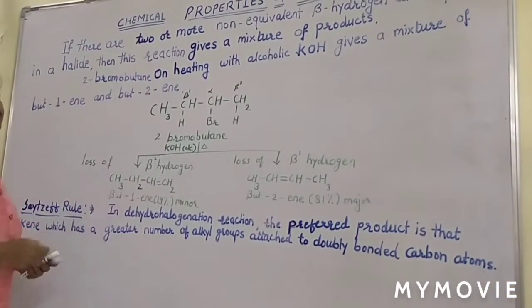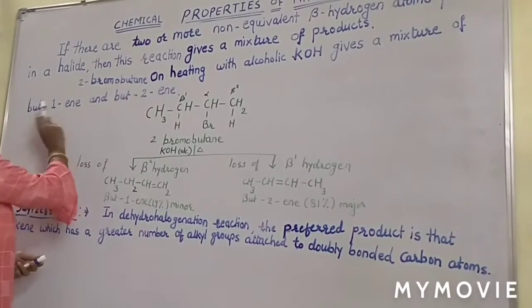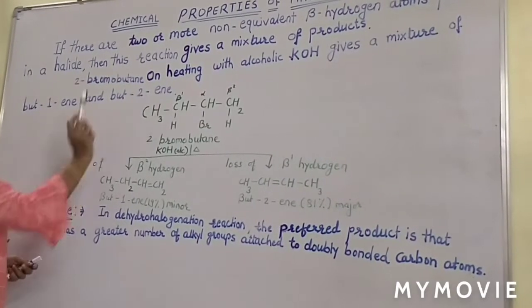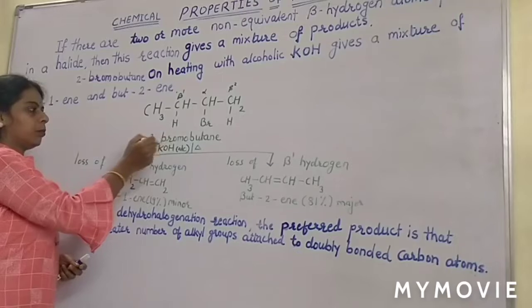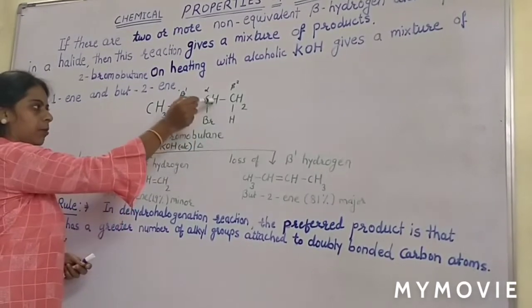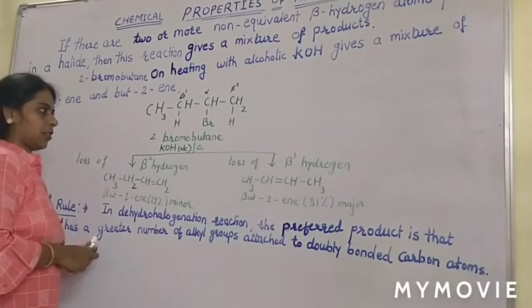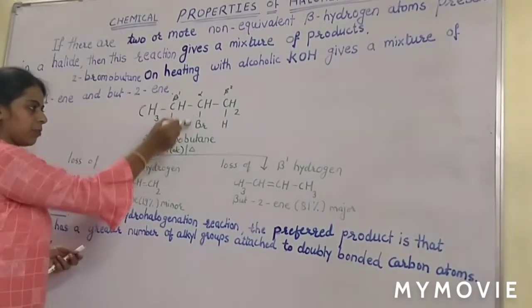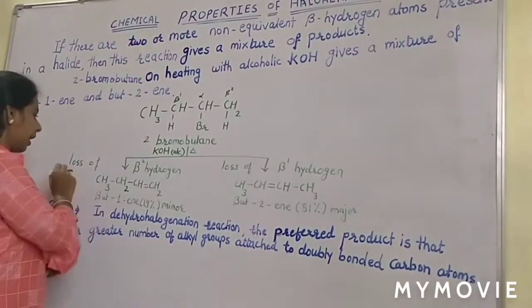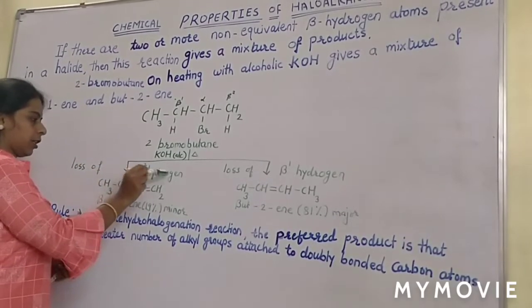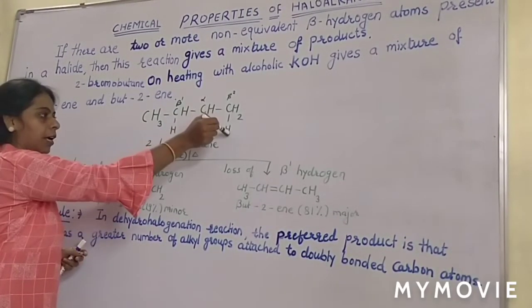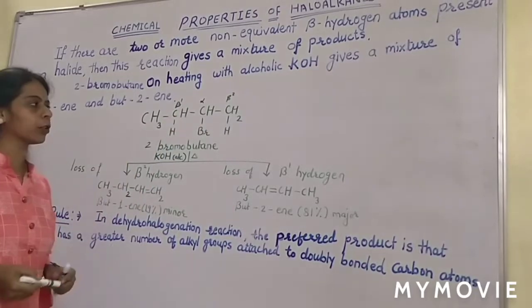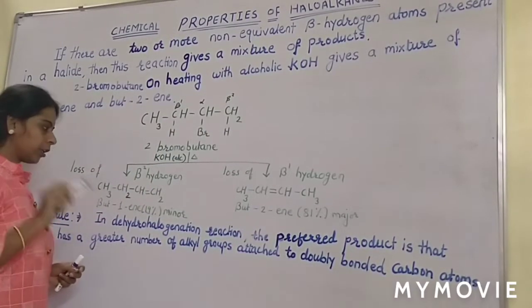2-bromobutane on heating with alcoholic KOH gives a mixture of but-1-ene and but-2-ene. Now this is our compound 2-bromobutane, where the bromine atom is present on the second carbon atom. If it is boiled with alcoholic KOH and loss of a beta 2 hydrogen atom is carried out, it means the hydrogen atom present on the beta 2 carbon atom will be removed.